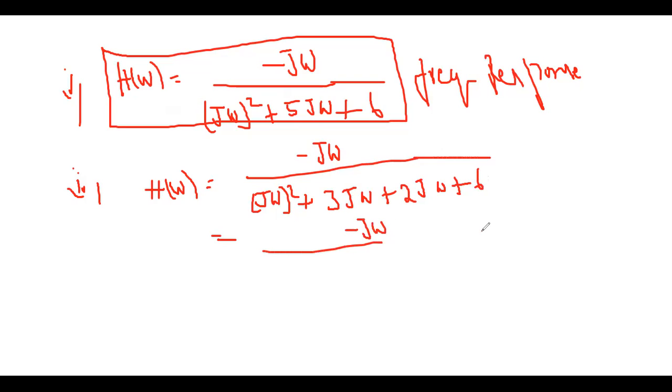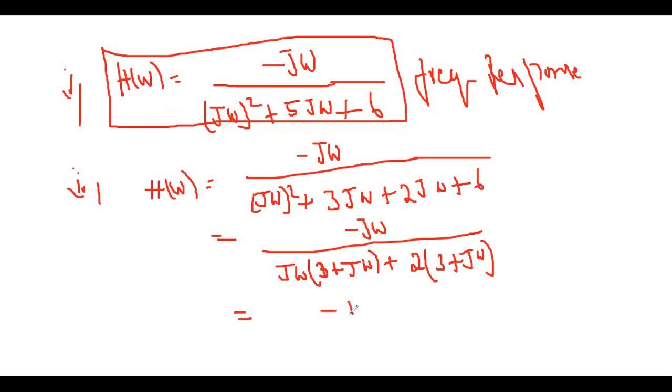Minus j omega divided by, you take the common j omega from the first two terms, j omega into 3 plus j omega, and here you take the common 2 from the next two terms, 2 into 3 plus j omega, since 2 times 3 is 6, and 2j omega. So H of omega is equal to minus j omega divided by the two factors we got now: one is 3 plus j omega, another one is 2 plus j omega.